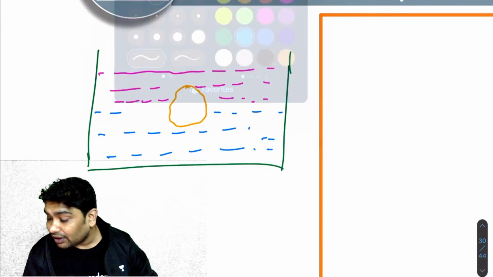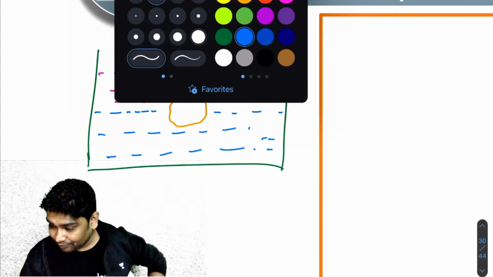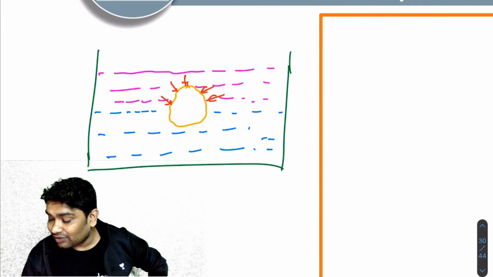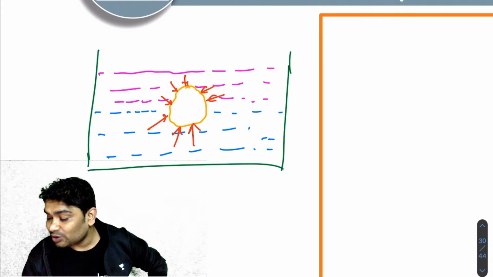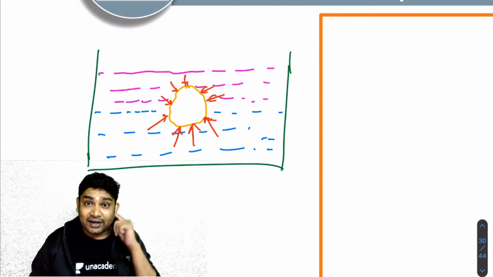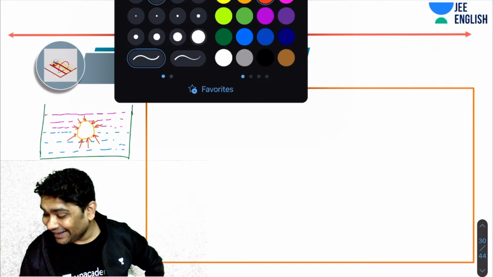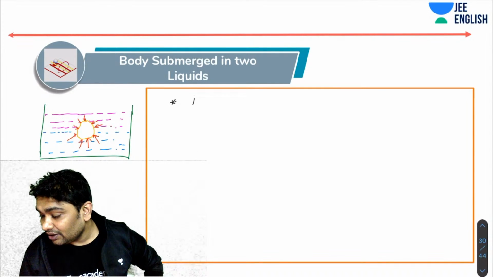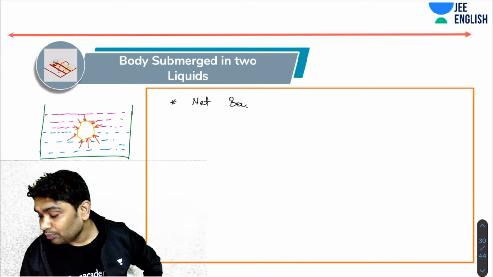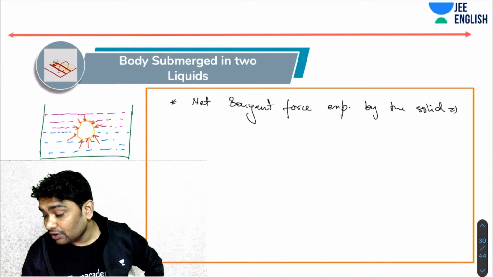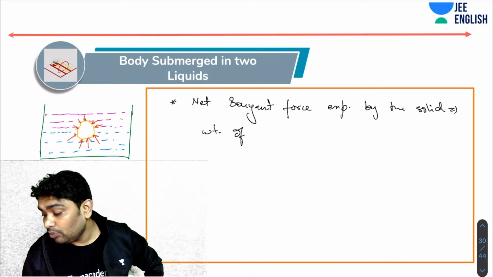You will realize that the upper liquid is applying a downward force due to all its pressures, and the lower liquid will apply a much higher upward force. So the net force is actually being provided by the lower liquid only. Okay, so that is what you need to understand and get in your head. Net buoyant force experienced by the solid will be equal to the weight of both the liquids displaced.